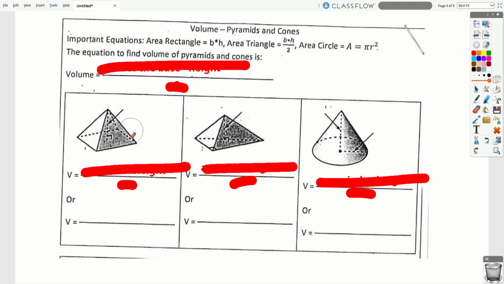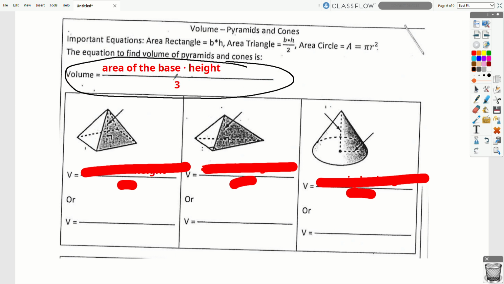And so when you see these shapes, the paper, quiz, or test will tell you, here's your equation, right? In order to find the volume, it's area of the base multiplied by the height. Once you do that, you divide that all by 3. So you will see this, just make sure you remember that this fraction means divide by 3, right?